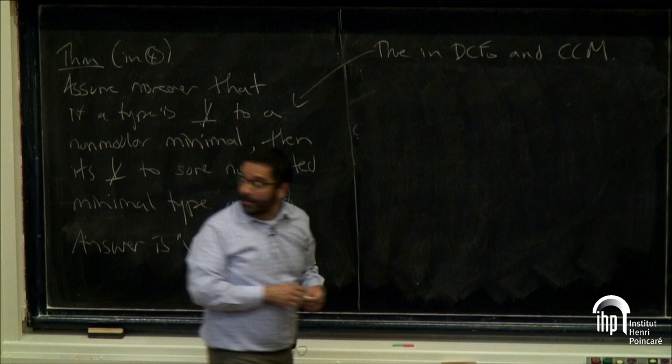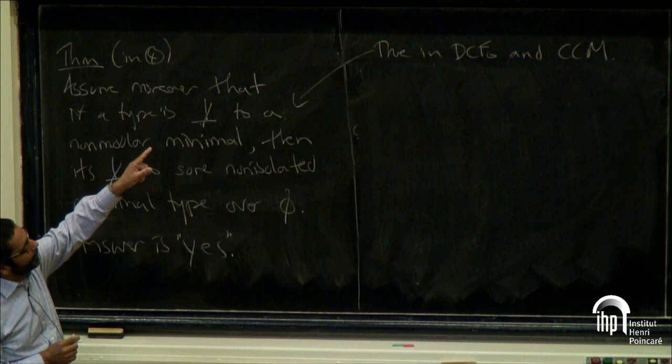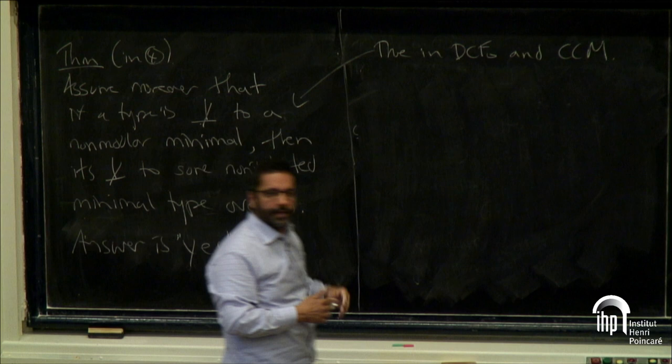And maybe my final comment is that one way of thinking of star is it's a reduction of understanding when a finite rank type is isolated to when a minimal type is isolated. So that's sort of in the spirit of this coordinatization. I'll stop there. Sorry for going over.